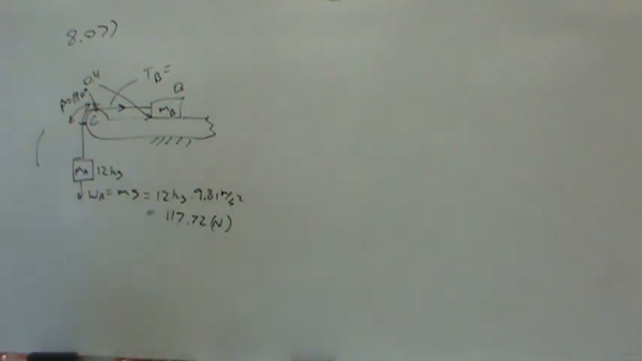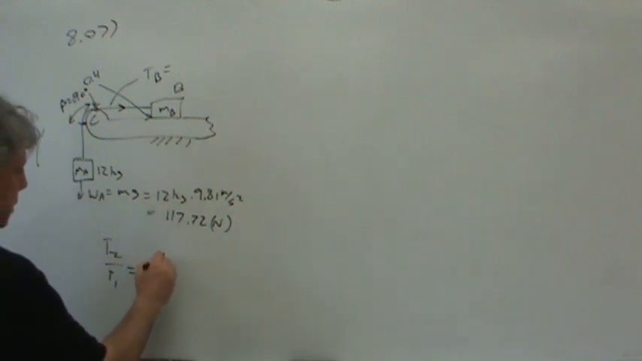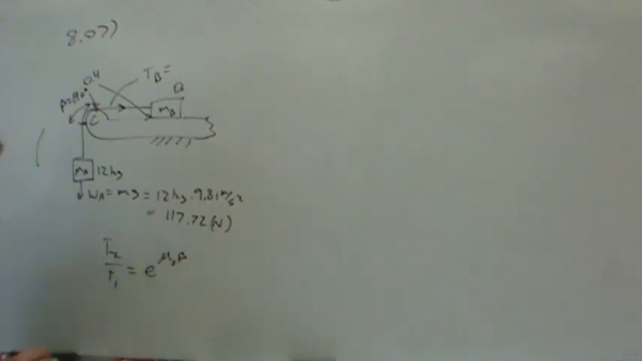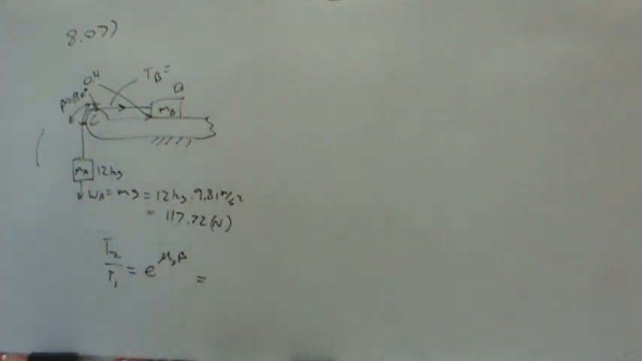Sure, we just need our handy-dandy equation for this, right? Which is the whole point of this entire section. How did that equation go? It said T2 over T1 equals e to the mu_s beta, where mu_s is the static coefficient of friction and beta is the wrap angle. So why don't we calculate this? Because I want you to make one more note on the equation in the textbook so you remember it. Let's calculate what e to the mu_s beta is.